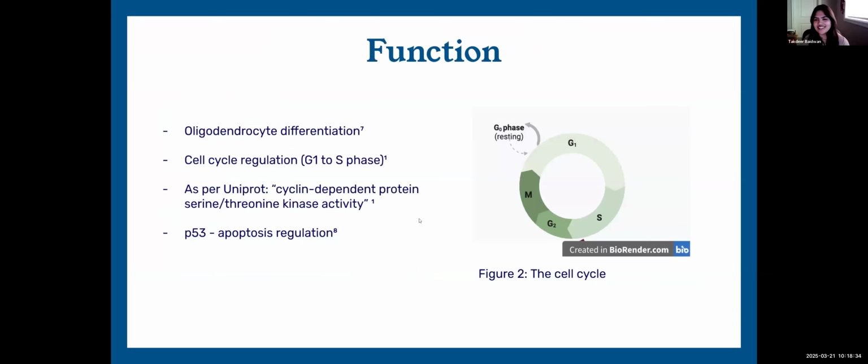There are many different functions that I can't explain all of them in this 4-minute little presentation, but the main function that is evident for this kinase is oligodendrocyte differentiation. We also have some cell cycle regulation from G1 to S phase, and some cyclin-dependent protein serine threonine kinase activity. And then we also see some apoptosis regulation via P53 with this kinase.